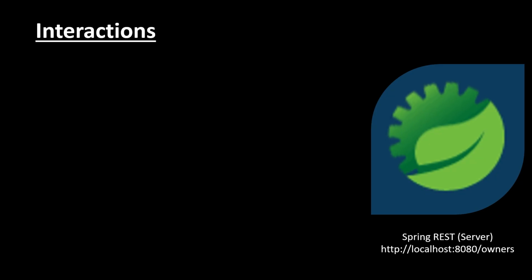server. So here you see that our application is running on localhost 8080/owners. And this is a Spring REST. I have just taken it as a symbol. Now you can assume that I'm running my Spring REST application in the STS. So from there I'm getting this server, and it is running on this particular URL.